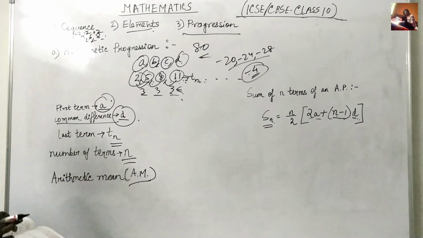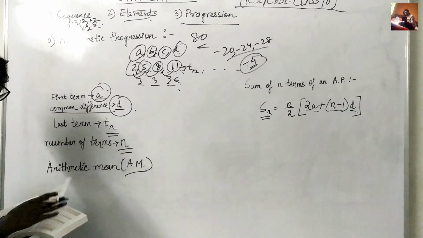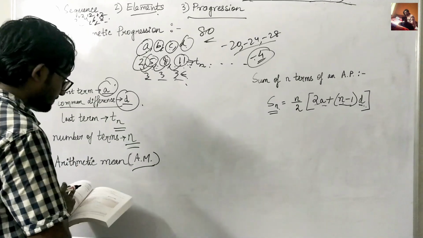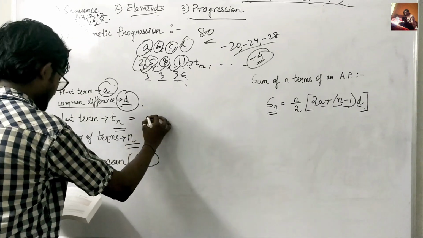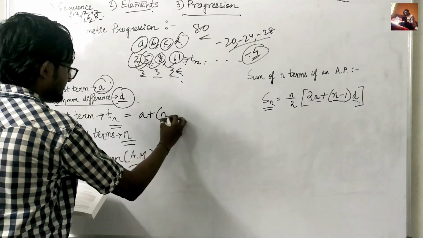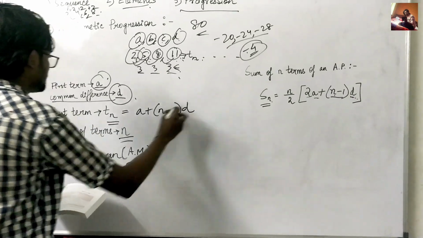And one more thing I will say, let me write the term Tn as well, so that it is also a formula. So Tn is nothing but A plus (n minus 1) into D. So this is also Tn.